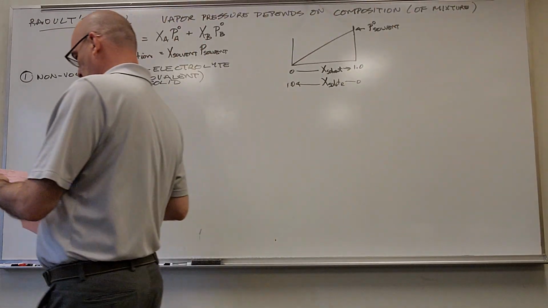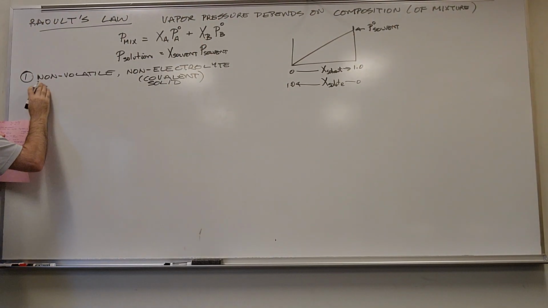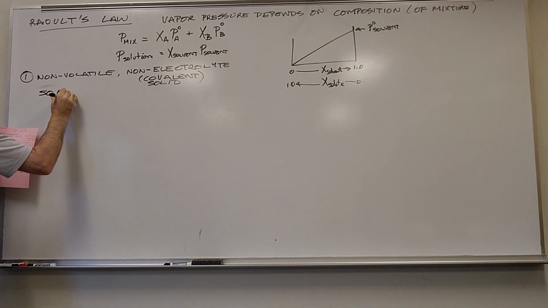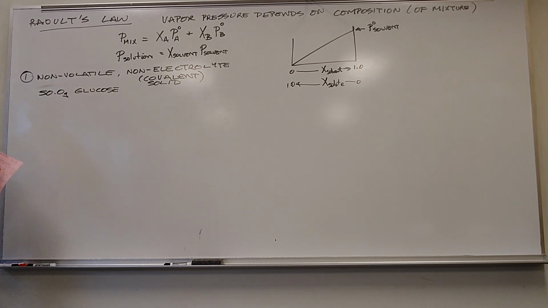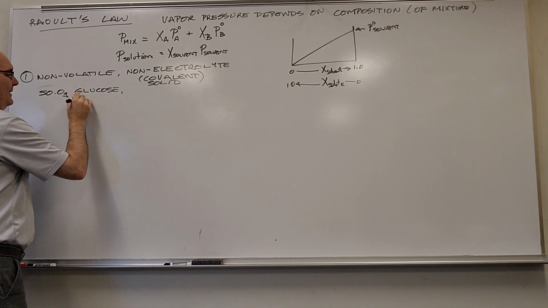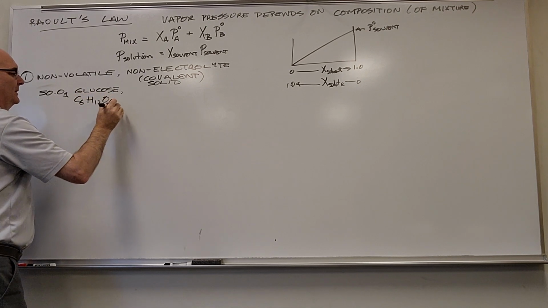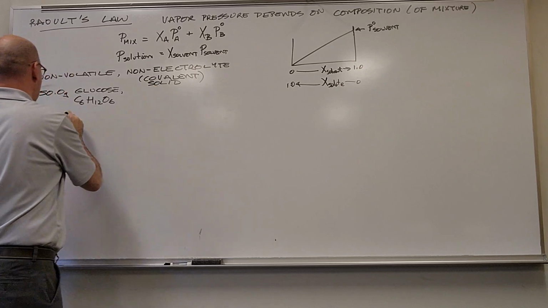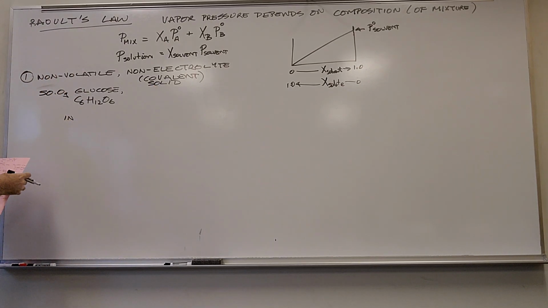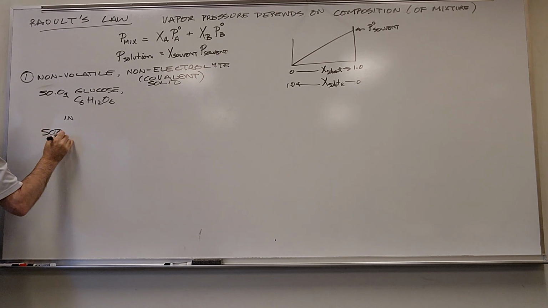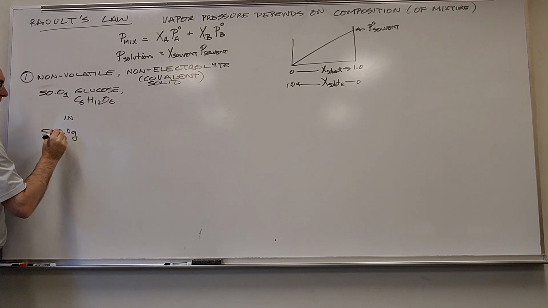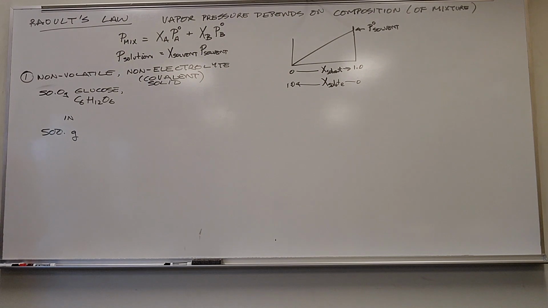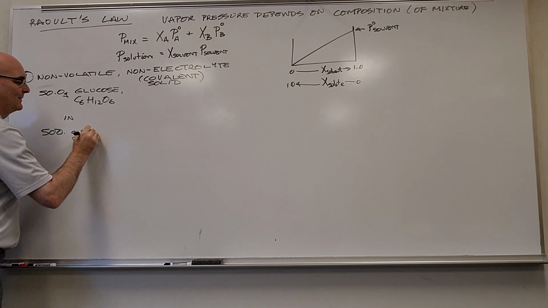So let's go with 50 grams of glucose. Anybody remember what the chemical formula for glucose is? C6H12O6. Okay. And I'm going to put that in 500 grams. I'm going to put an extra 0 there, just because I don't like doing the 500 dot. I'm going to keep 3 significant figures. Just 500 grams of water.